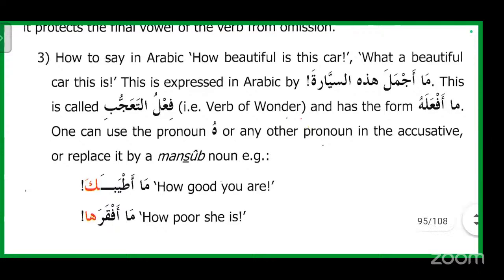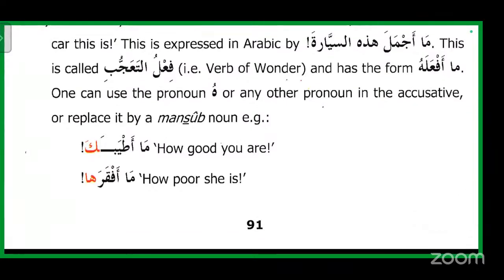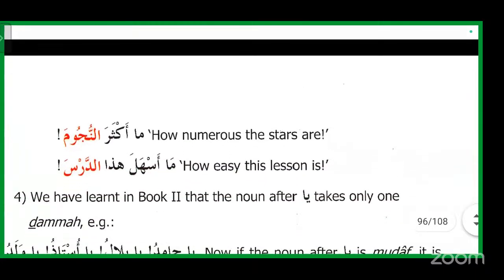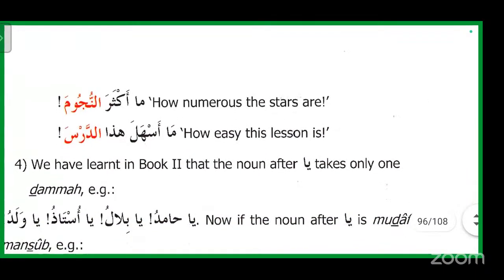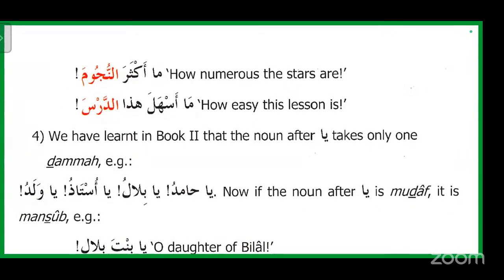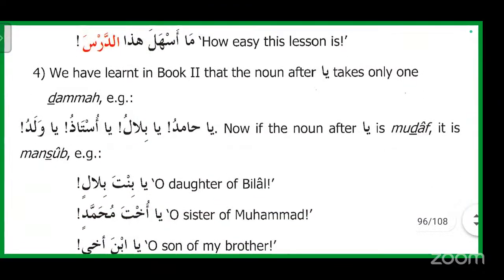One can use the pronoun hu or any other pronoun in the accusative or replace it by a mansoob noun. For example, Ma atyabaka. How good are you? Ma afqaraha. How poor she is. Ma aksara nujuma. How numerous the stars are, so many stars. So it is to express ta'ajjub. Ma ashala hadhad-darsa. How easy is this lesson? Boy, it's very easy. But not for the students.